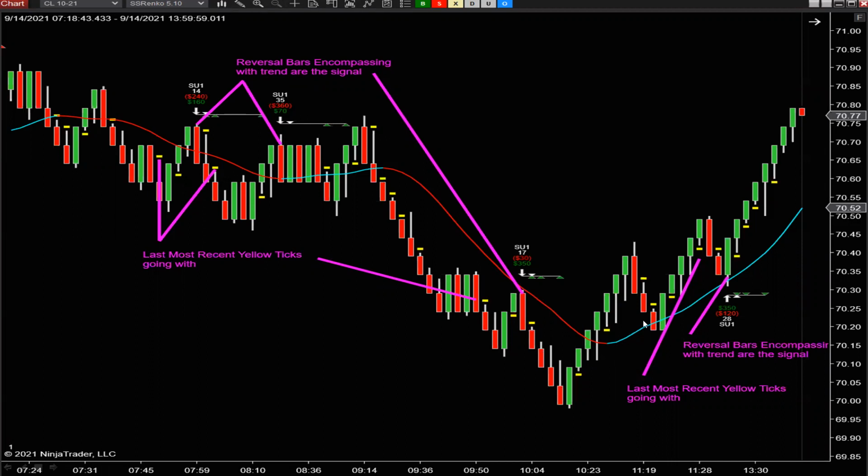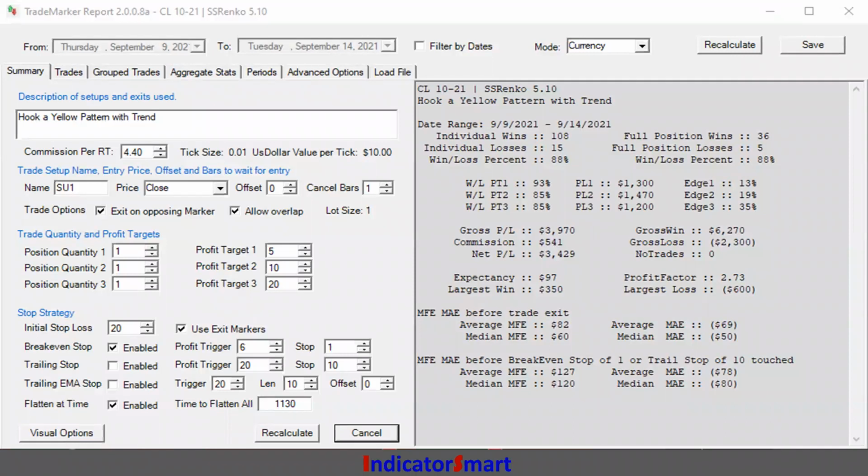Market comes up, the smart price band rolls over. I actually could have considered this one, but I was being more conservative with it, where we actually touched that last most recent yellow. On this one, the last most recent yellow tick is right there, and I encompass it with the reversal bar right there. We call this pattern hook a yellow. Super, super simple.